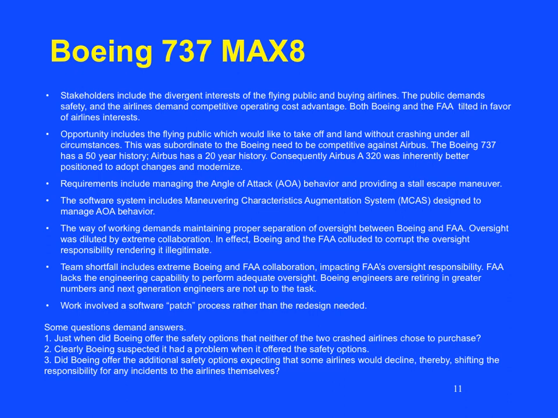Some questions demand answers. Just when did Boeing offer the safety options that neither of the two crashed airlines chose to purchase? Clearly, Boeing suspected it had a problem when it offered the safety options. Did Boeing offer the additional safety options expecting that some airlines would decline, thereby shifting the responsibility for any incidents to the airlines themselves?